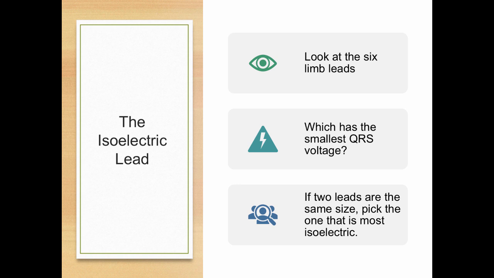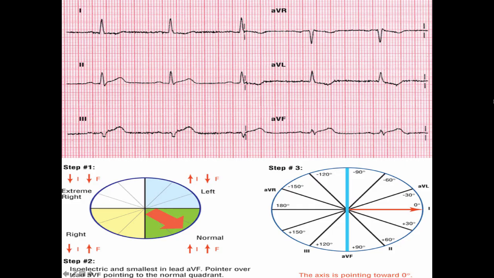You've got 2 leads that are about the same amplitude, top to bottom. They're both really small. We're just going to pick the one that's kind of like the most isoelectric, the most balanced between positive and negative. So when picking this lead, we're looking at these 6 limb leads and we're saying which one is the smallest in amplitude, top to bottom.